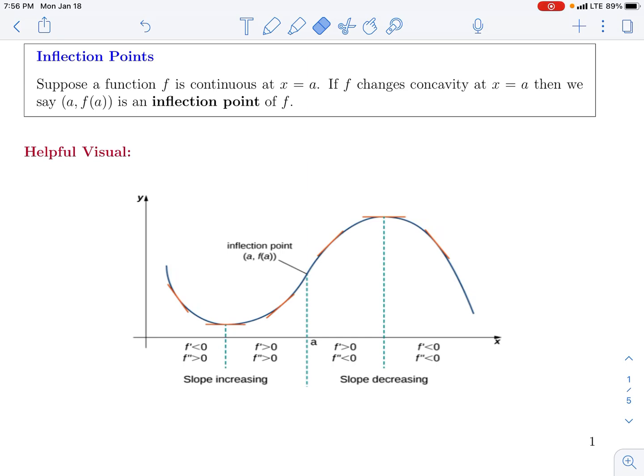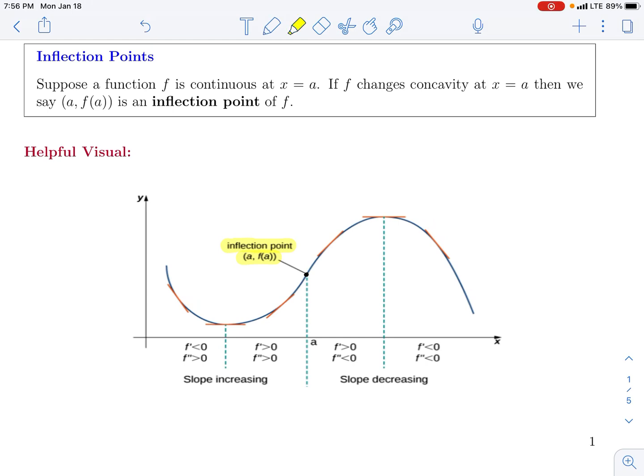If it's changing concavity, that means it's changing from concave up to concave down, or from concave down to concave up. Let's get a visual representation of what an inflection point is, because I feel like that helps me understand the definitions better. Here, let's look at this visual. I have this curve drawn of the graph of this function, and you can see it's highlighted that this point here, (a, f(a)), is an inflection point.